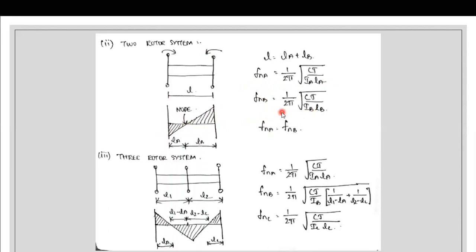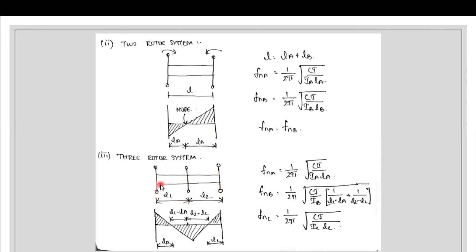So it's the same thing which we derived, which we also saw from the introduction to torsional vibration. So next one will be the three rotor system. In a three rotor system, we have three rotors, right? So rotor A, rotor B, rotor C.